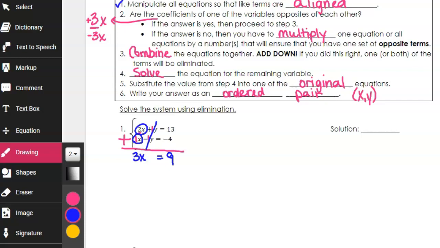So my coefficients were aligned. I'm sorry, I should have checked these earlier. My coefficients were aligned, and I had 1 and negative 1 as my y coefficients. I combined, so I added down, and now I need to solve that remaining equation for x. So to undo this multiplication, I would divide, and I get an x value of 3.